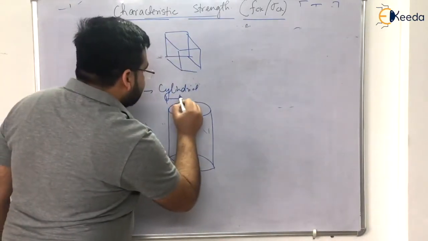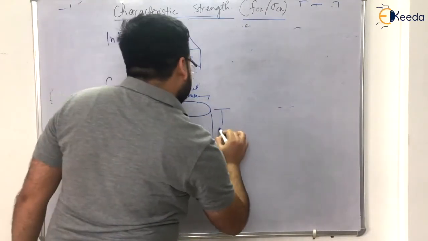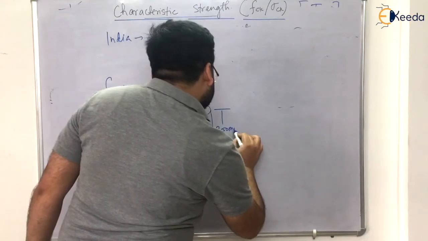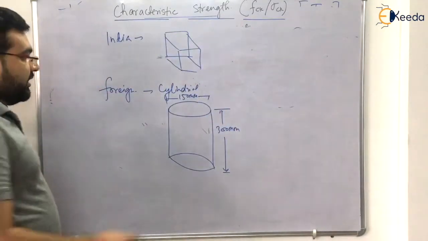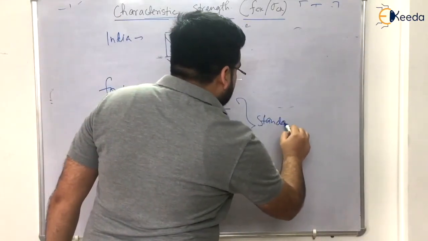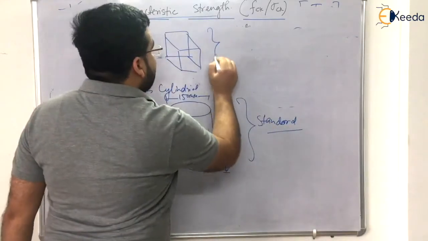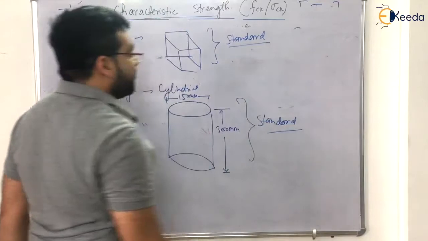The diameter is 150 mm and the length is 300 mm. Okay, this is the standard. This is standard. And this is also standard for India as per the IS code.